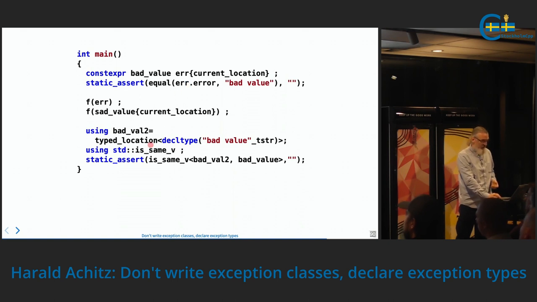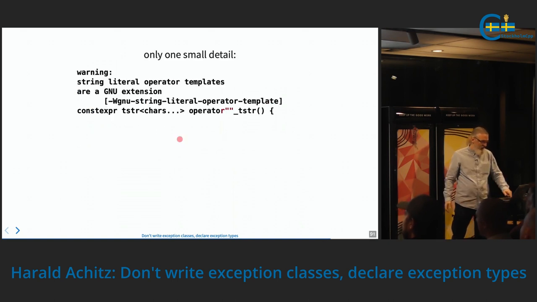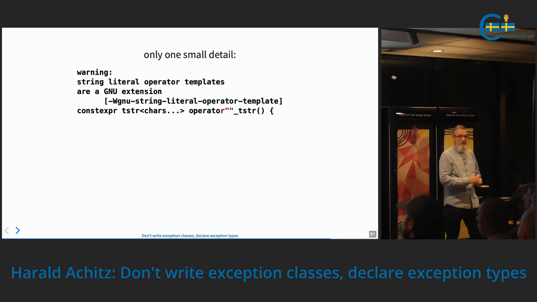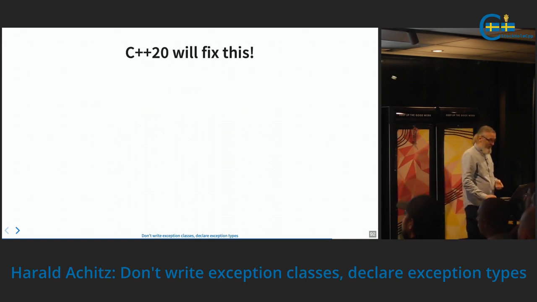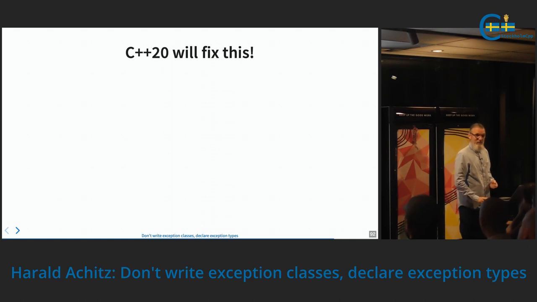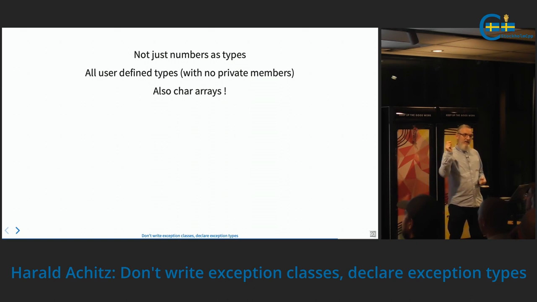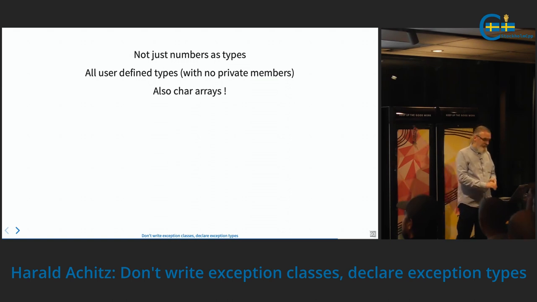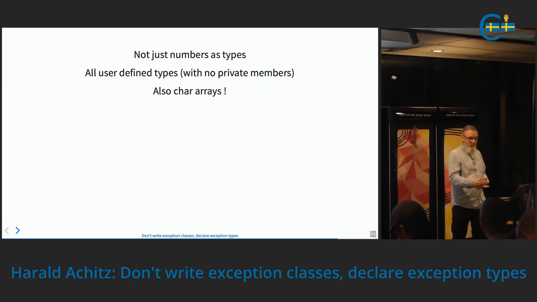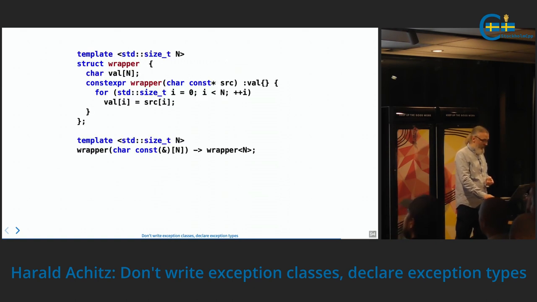Of course, this is not the prettiest thing, and it is anyway a GNU compiler extension, so it's just available in one compiler. But here is the great news, C++20 will fix this. And I'm super happy about this. So it's not just that we can take integral types as template arguments and create types of them. We can take everything, so every user-defined type that can be compared and has no private members. So it works also for char arrays, because the compiler can obviously compare char arrays at compile time.